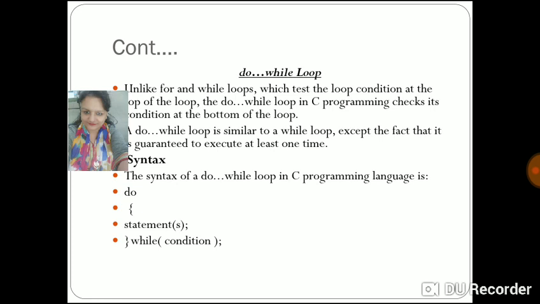A do while loop is similar to a while loop except for the fact that it is guaranteed to execute at least one time. And what is the syntax of it? It is do, statement, and curly braces close, then while (condition).